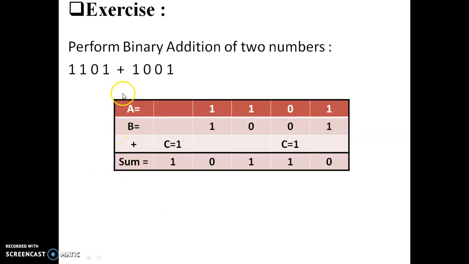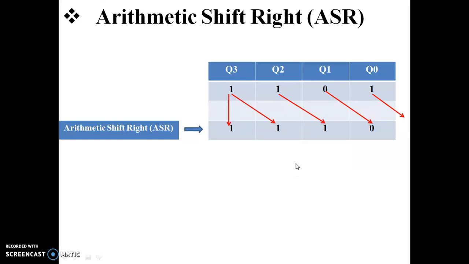So see here, I have represented A as number 1, which is 1101. Then the second number is B, which is 1001. Now I perform the addition. 1 plus 1 is 0 with carry 1. So I have written here C is equal to 1. So this 1 will come as it is here. Then 1 plus 0 is 1. 1 plus 1 is 0 with carry 1. So this carry is 1. So the answer is 10110. This is how we perform binary addition.